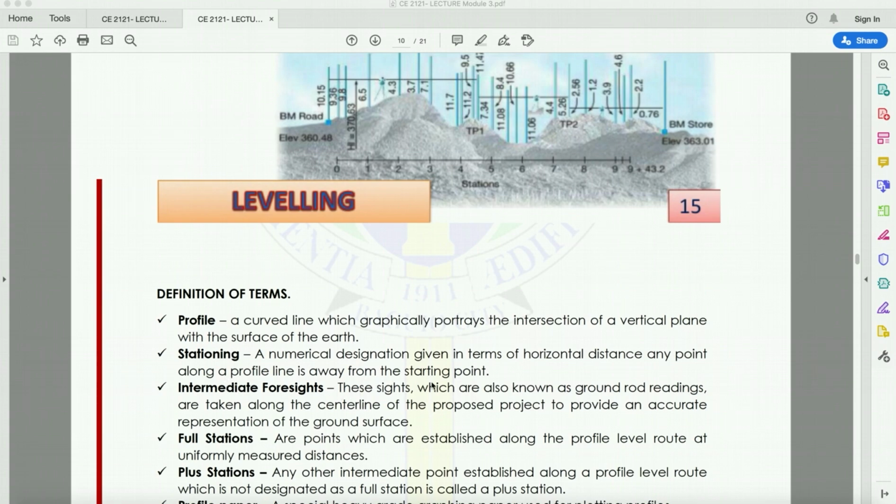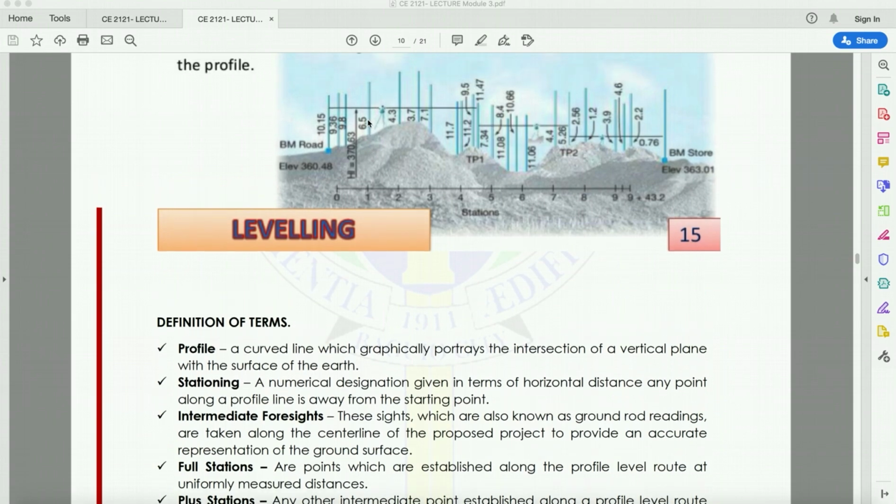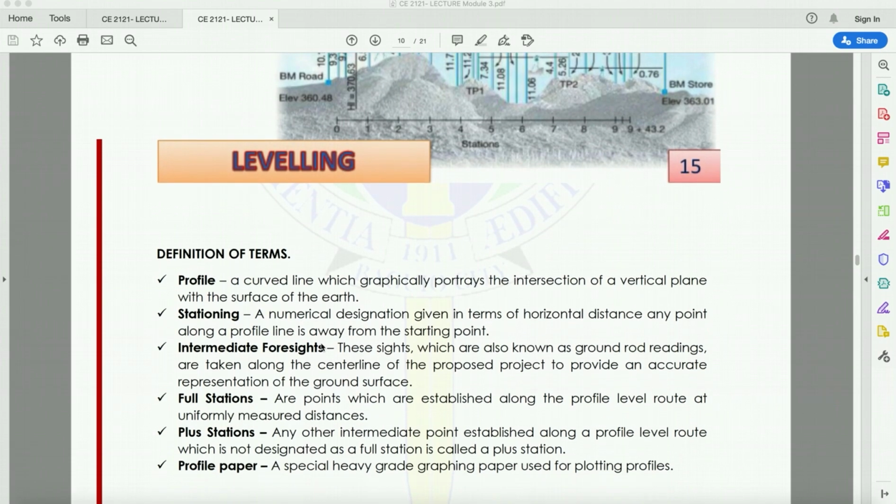So for sights, which are also known as the ground rod readings, are taken along the center line of the proposed project to provide an accurate representation of the ground surface. So for example, what we are going to build are roads. Okay, so for a road, we know that a road has a center line. So it is very practical to have our measurement at the center line because you have the left lane, you also have the right lane. So if we are going to have it at the center line, then we can have a better perspective. Okay, and mas tama yung magiging design natin.